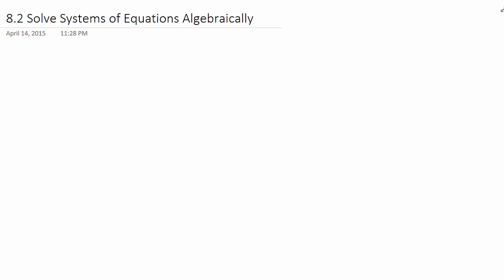Last year when we looked at linear systems, we had two methods for algebraic solutions. We had the substitution method and the elimination method. And we're going to rely on the same methods this year. So first of all, solving by substitution. There's 5 simple steps here.